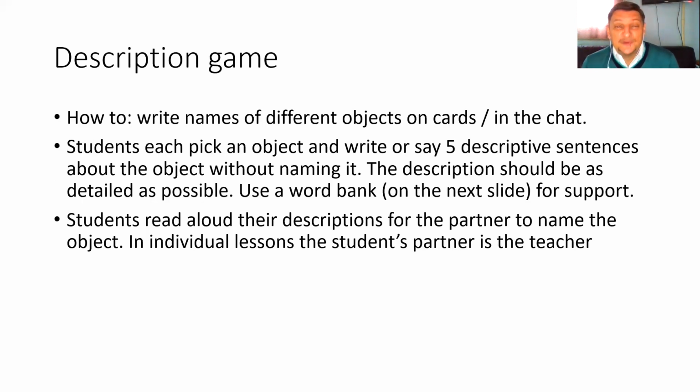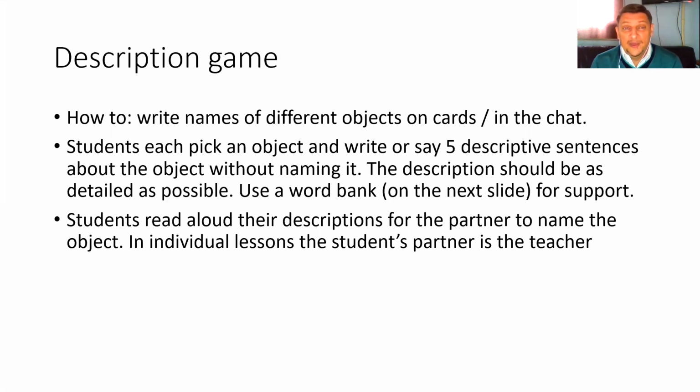The next one is the description game. What you can do is think of names of different objects. You can either write them on cards to show to students, or you can just send them to the students in the chat. And then the student picks an object and writes or says 5 descriptive sentences about the object without naming it. But the description should be as detailed as possible, and that's when the vocabulary activity comes in.